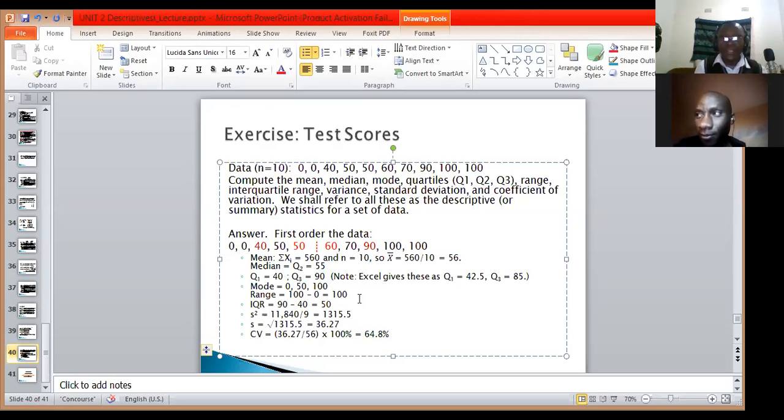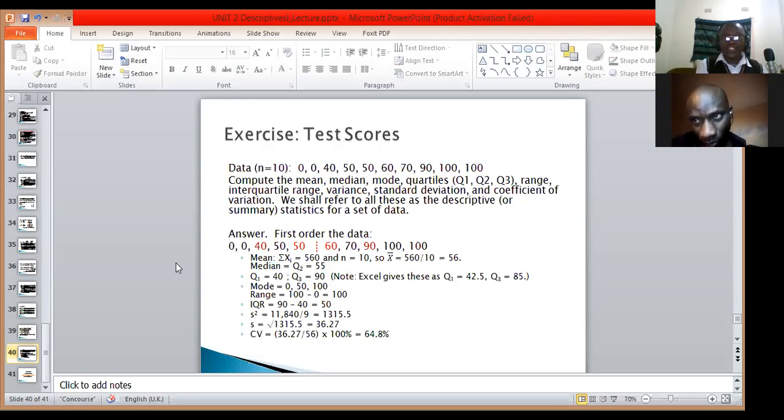Can we calculate our range? We said range is equal to the highest number minus the lowest number. So our highest measure in the data set is 100, minus the lowest number, which is 0. So our range is 100.